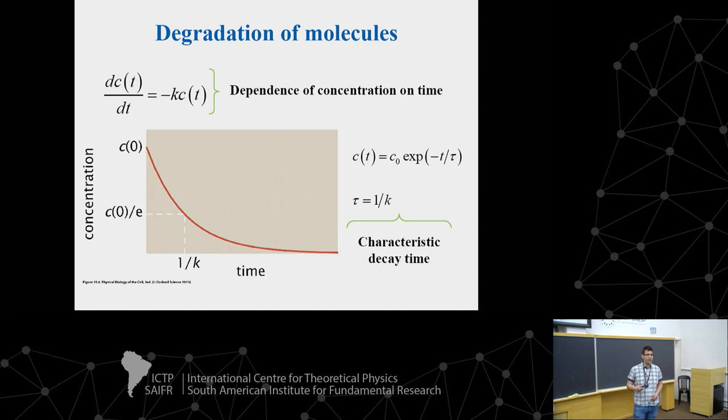So actually, even if you have an enzyme, if it happens that your substrate concentration is much less than the Michaelis-Menten constant, then you can approximate it by this linear relationship. But I'll come back to that soon.